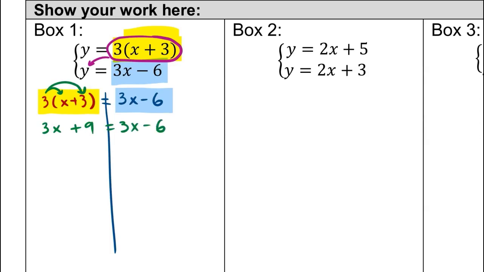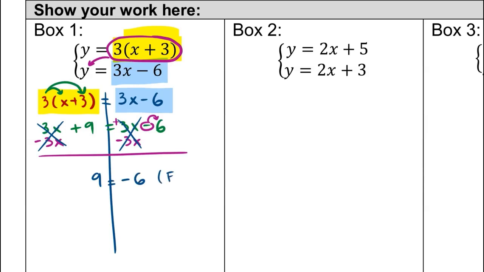Alright, you have x on both sides of the equation. We're going to bring one of them to the other side. First of all, you need to know this: the negative sign belongs to the 6. 3x itself is positive. So to move 3x over, you have to subtract 3x on both sides. 3x minus 3x cancel each other out, leaving you with 9 equal to negative 6. 9 equal to negative 6 is a false statement. That will be no solution.